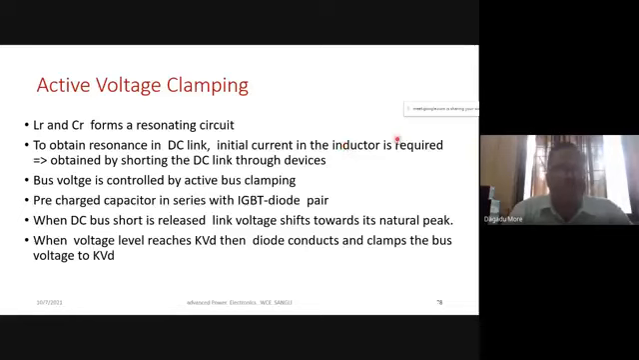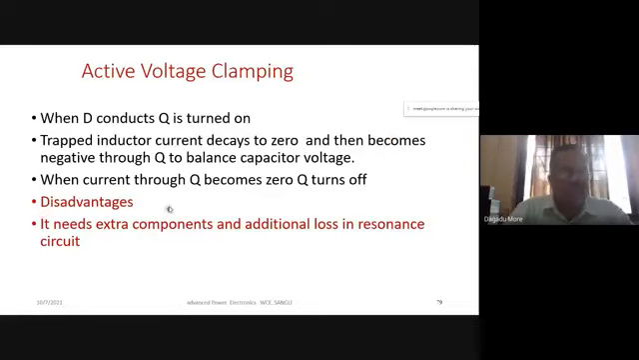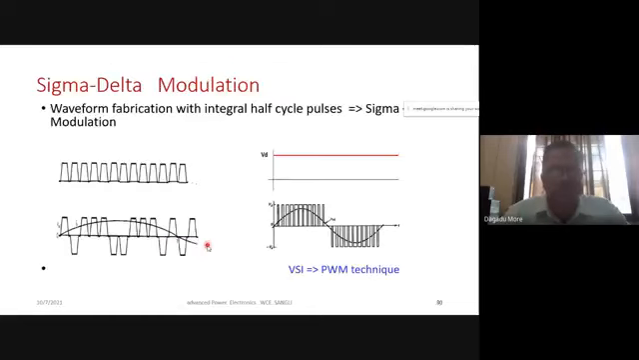Okay, and now let us go for the disadvantage of this circuit. The advantage we have seen is that our device voltage rating will be small. The disadvantage is that it needs extra components and there is additional loss in the resonance circuit. That will be the drawback. We require one additional capacitor, one additional switch, and a loss in those particular devices.